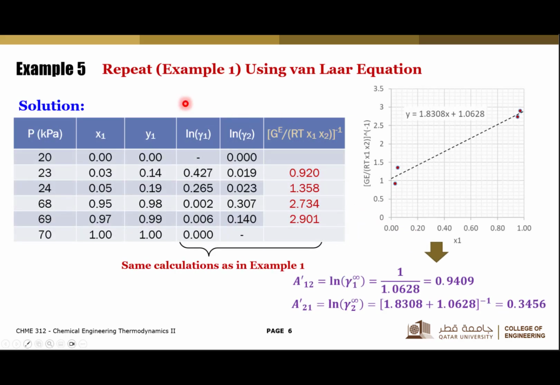So here we're going to repeat the example from last class, but now using the Van Laar equation. Initially, what we were given were pressure data, mole fraction in the liquid phase, and mole fraction in the vapor phase. From this information, we derive the natural log of gamma 1, natural log of gamma 2, and then from there, we calculate GE over RT x1 x2, which is basically the sum of these two, but each one of these is multiplied by x1, x2. And I can go back to the other lecture to show you.